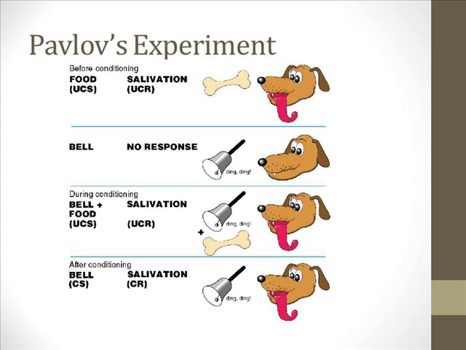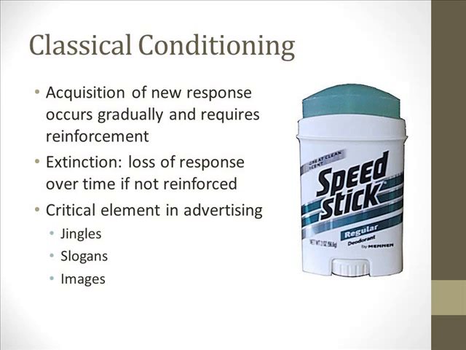The phone rings, we know that there's going to be a person on the other end. So the phone ringing doesn't have anything to do with the person. It's just that learned response that we've had. Okay, so that's classical conditioning. That's Pavlov. A couple other things about classical conditioning. The acquisition of a new response occurs gradually and requires reinforcement. Think about the dog.